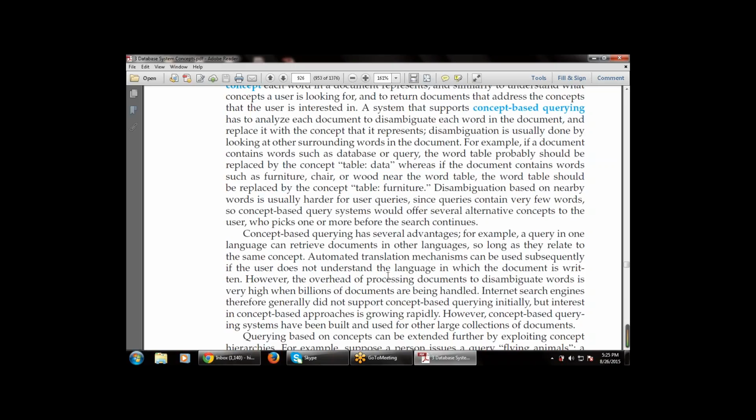Internet search engines therefore generally did not support concept-based querying initially, but interest in concept-based approaches is growing rapidly. However, concept-based querying systems have been built and used for other large collections of documents.